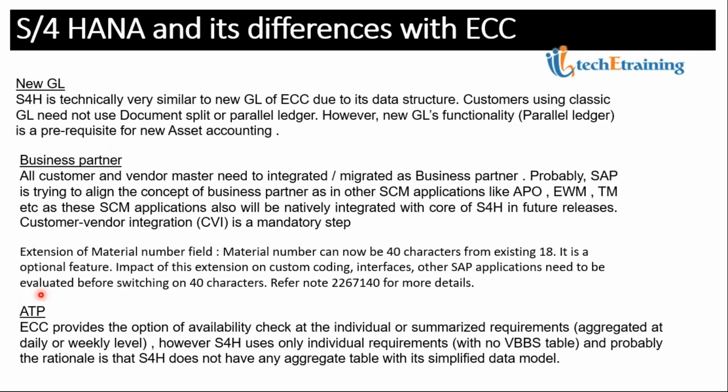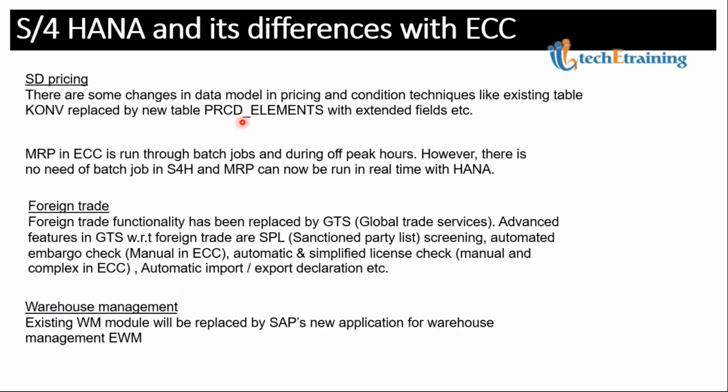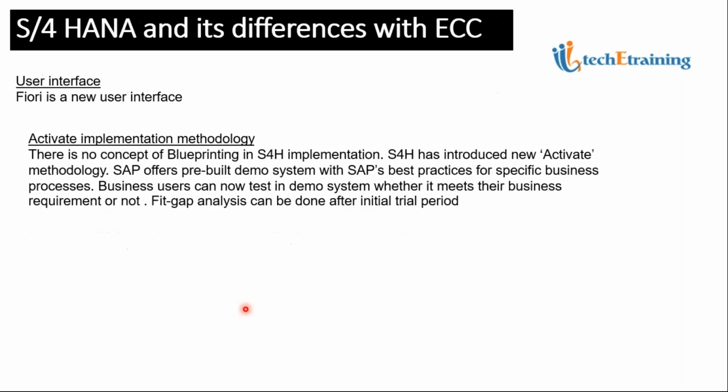Then advanced availability to promise is the new feature compared to the standard availability to promise in SAP ECC. SD pricing is little changed, but don't worry much about it. Foreign trade is removed. Warehouse, EWM, are differences from ECC, and a lot of new things have come into this. User interface is a completely new interface, called Fiori, which we will use. Will come to it.